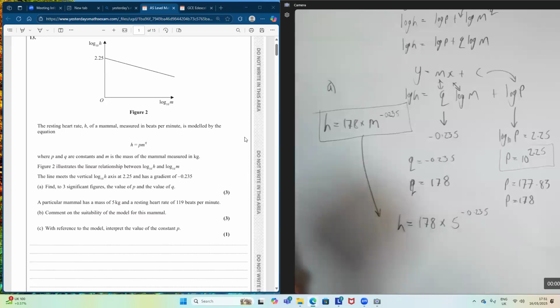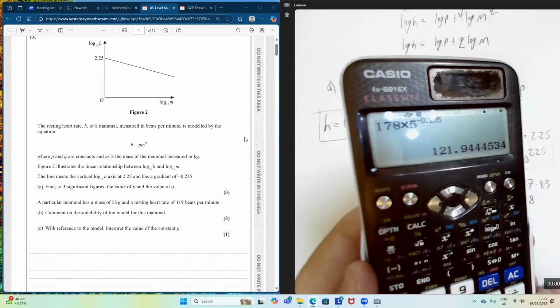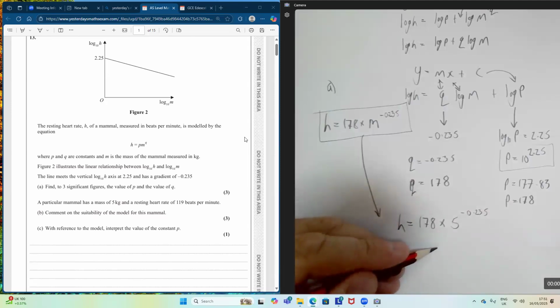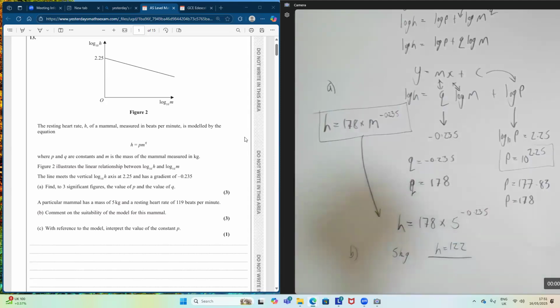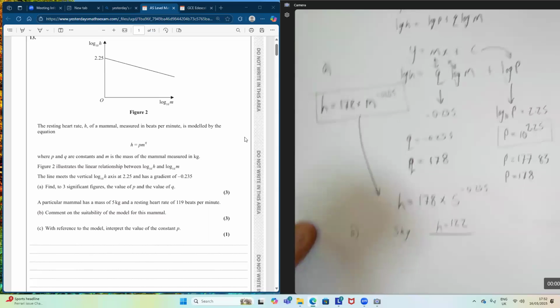Let me work out what that gives us. So 178 times 5 to the power of minus 0.235. When I work that out, I find that that is 121.94. So to 3 significant figures, that is 122. So for part B, I found that for a 5 kilogram mammal, the resting heart rate H is 122. Now we're asked in this question to comment on the suitability of our model.